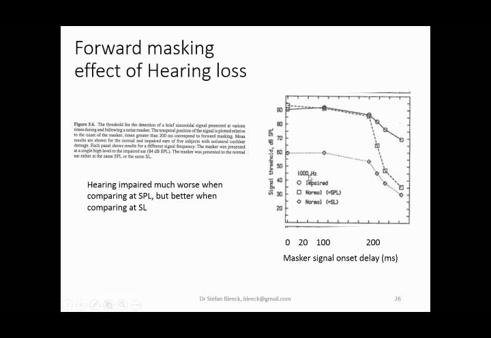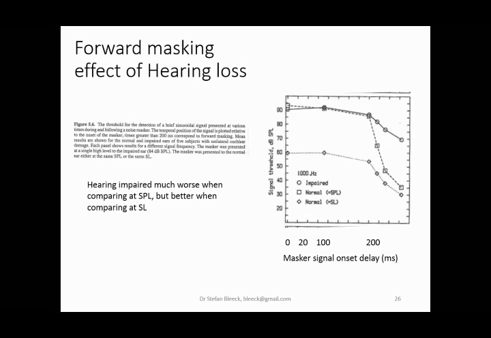What's happening here is that the normal people have been reduced, so they only play it at 60 decibel rather than 90 decibel, and the forward masking curve here is very similar to the forward masking curve of the hearing impaired person. So, take home message. If you compare normal people and hearing impaired people at the same stimuli, hearing impaired people are much worse. If you compensate for the level of loudness, they're actually as good.